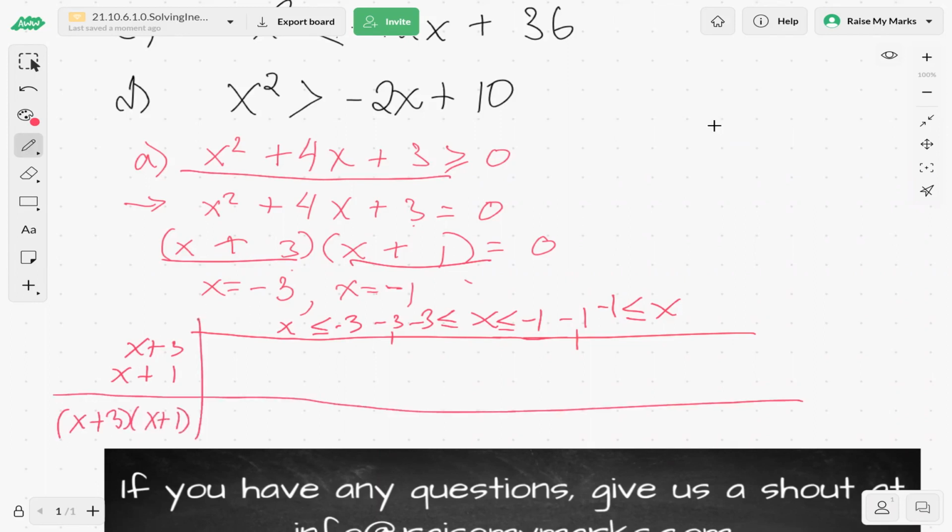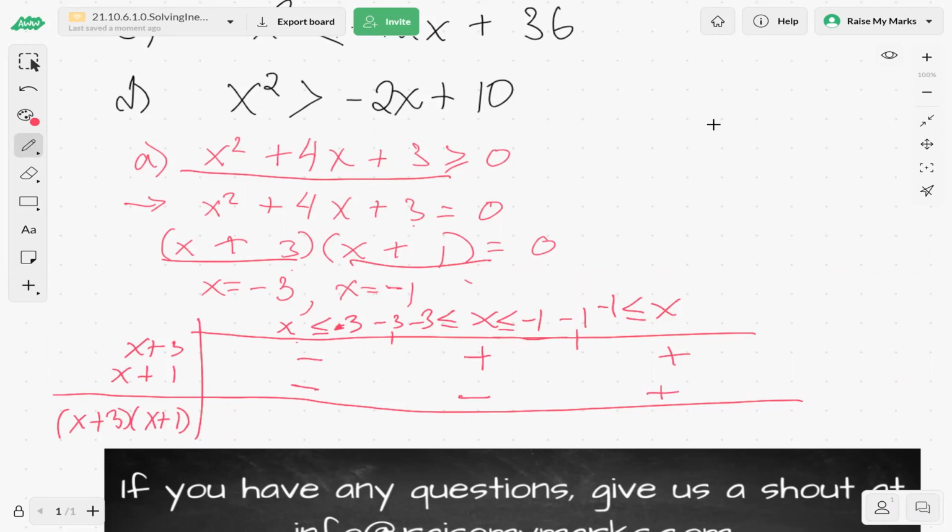On the interval where x is less than or equal to negative 3, our first factor is negative. When x is between negative 3 and negative 1, it's positive. And when x is greater than negative 1, our factor x plus 3 is positive again. For values of x less than or equal to negative 3, x plus 1 is negative. When x is between negative 3 and negative 1, x plus 1 is negative again. And when x is greater than negative 1, x plus 1 is positive.